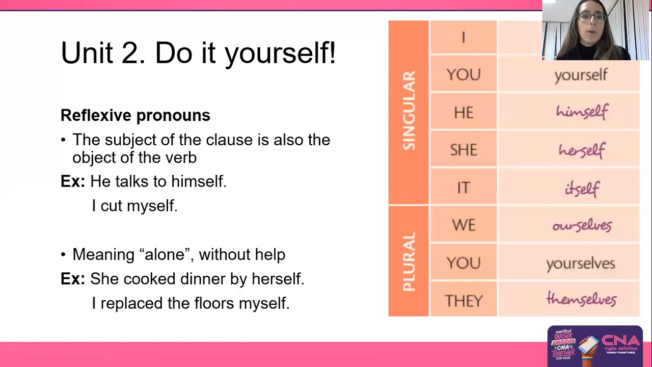Okay? So let's start with the reflexive pronouns. Yes, guys, remember, we have here the personal pronouns.